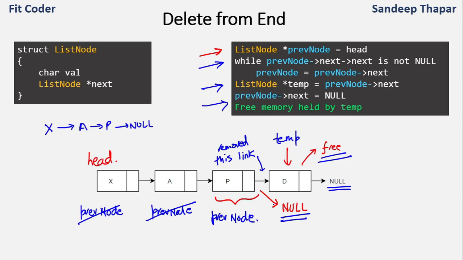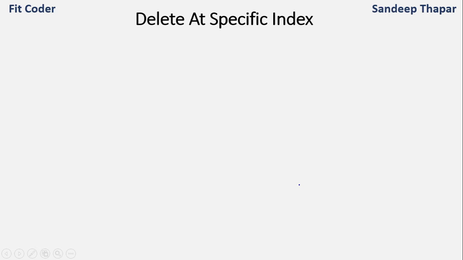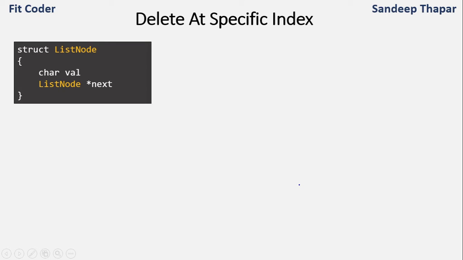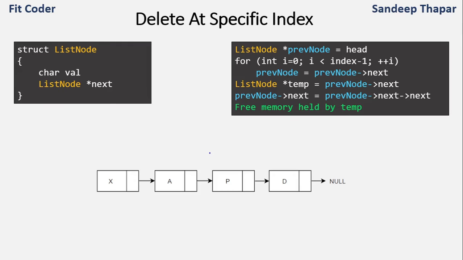Now let's check the third scenario in which we want to delete a node from the middle. So we are given a specific index and we want to delete a node from the linked list. So let's say we want to delete node P and our head is at X. So when we want to delete P, what we want to do is we want to point the node A to D, and then we can free this. So how we can achieve this is, first we need to go till A.